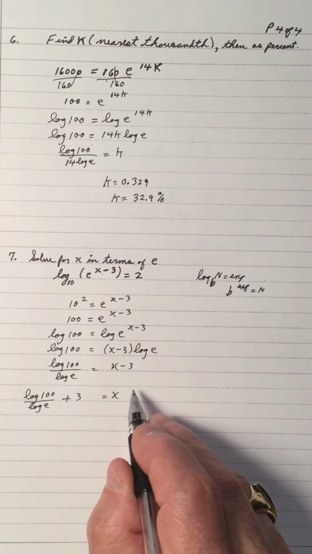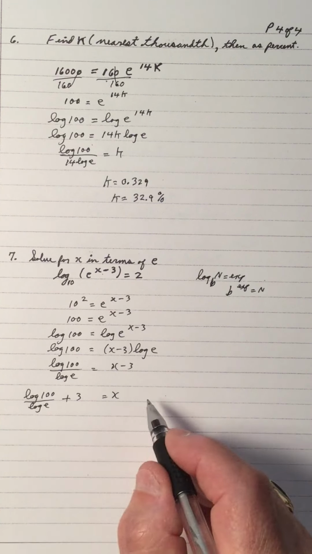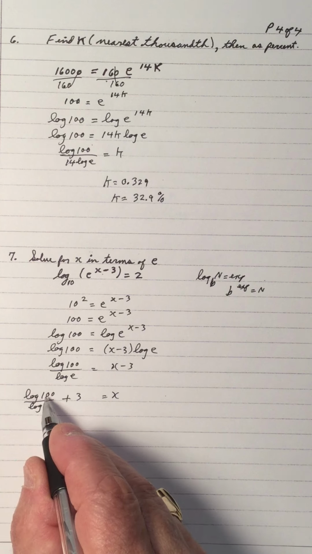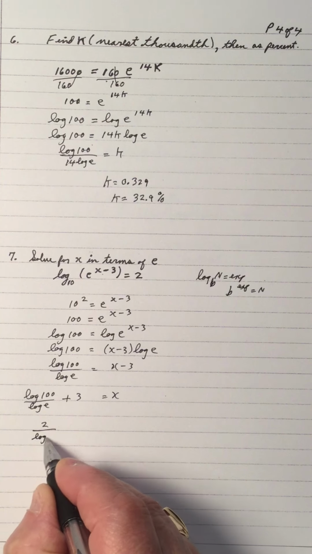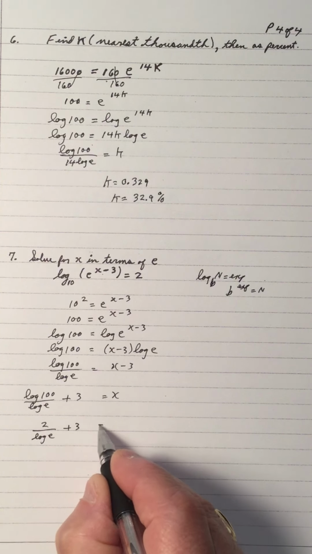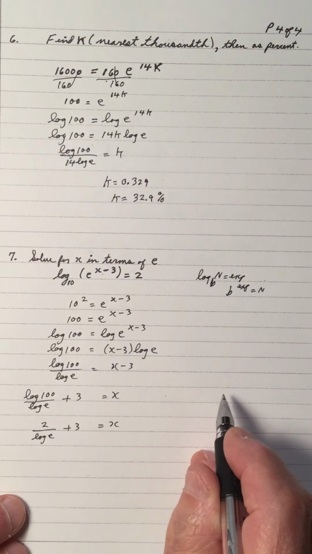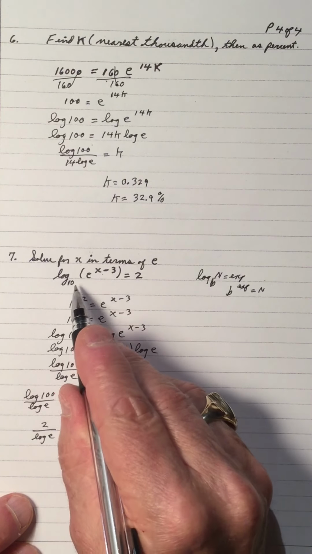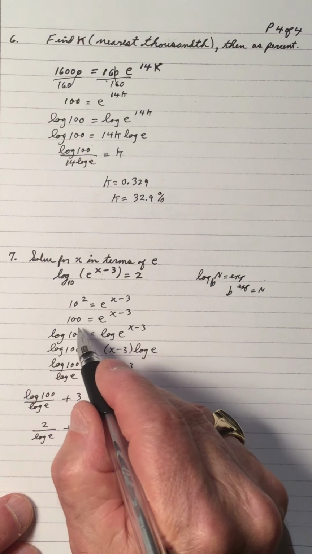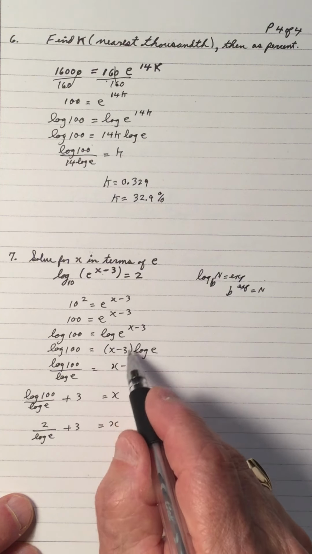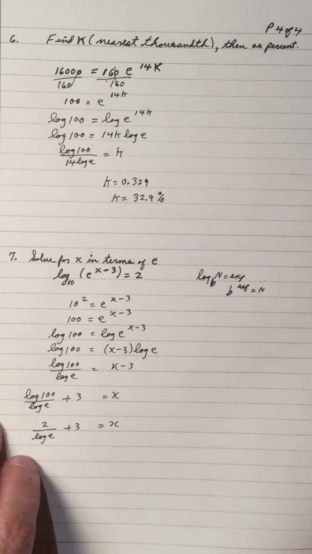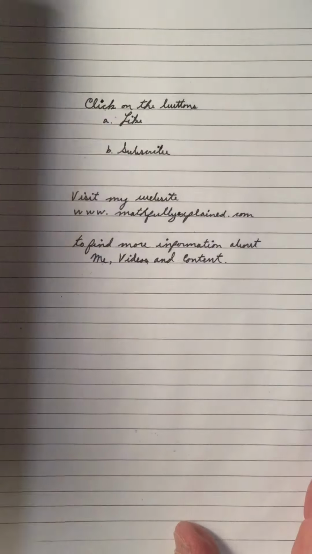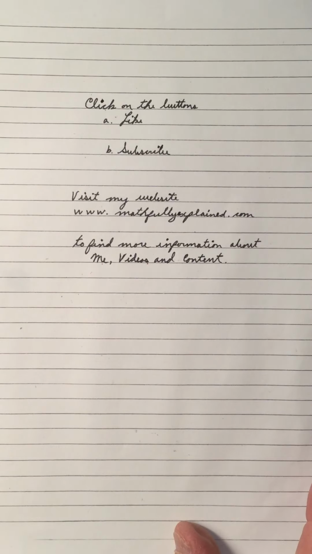So there's solving for x in terms of e. And if you want, you might say the log of 100 is a 2, so 2 over log e plus 3 is the same. So again, I changed this to an exponential, and then I did the log of each side to bring this x down to the front and solve it for x. Again, the more problems you see done, the better you become. The more practice you do, the better and better you'll get in your math.